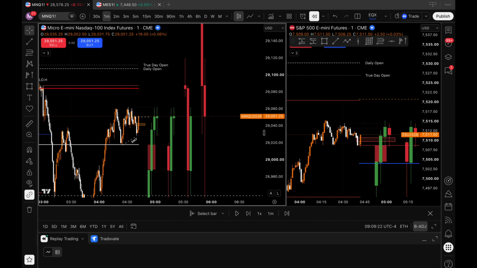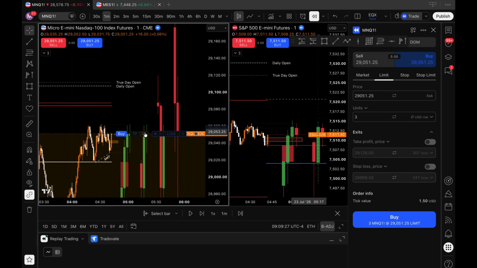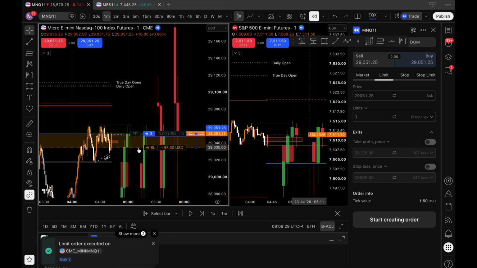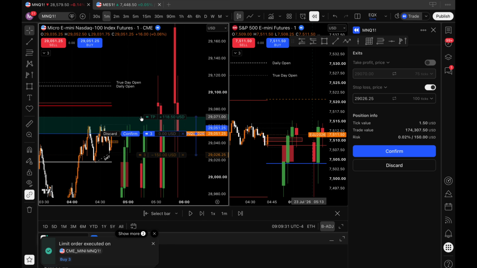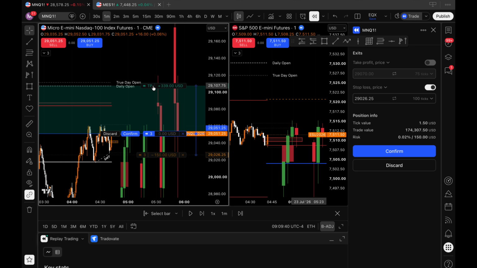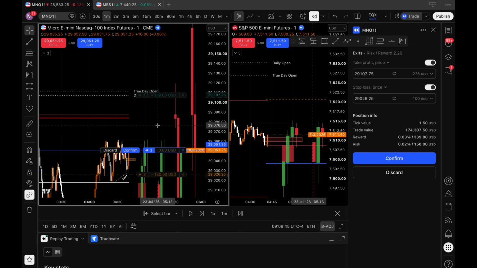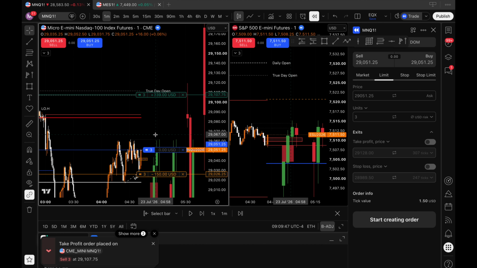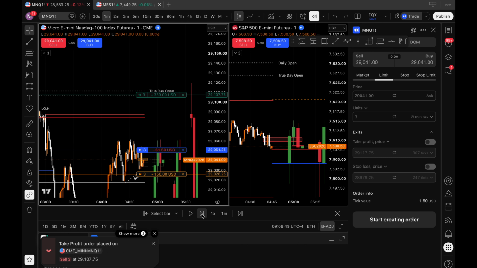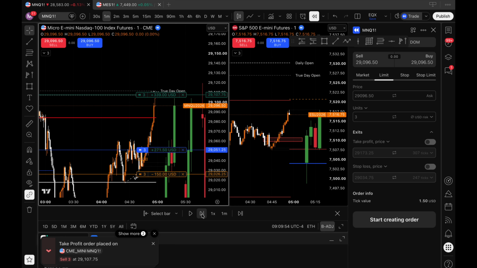and at this point I am long, and I'm targeting a point of control or the daily open. There we go. We do trade lower, but then we do rip up.